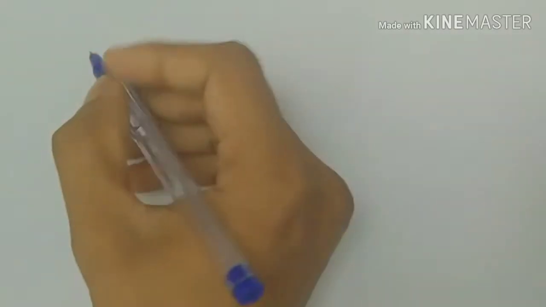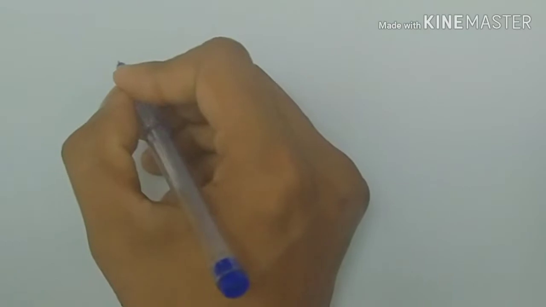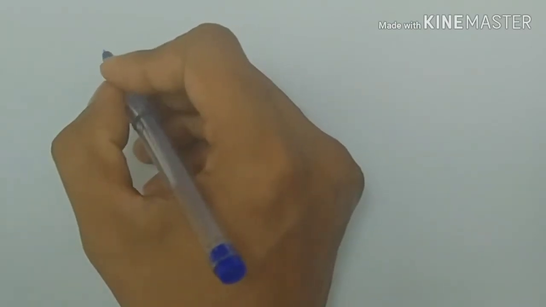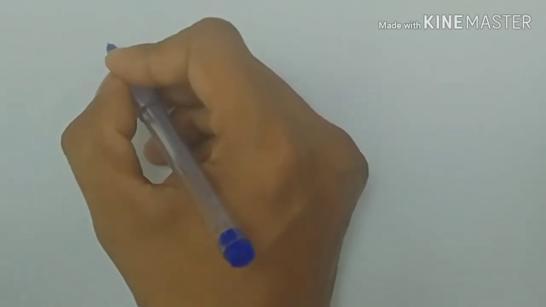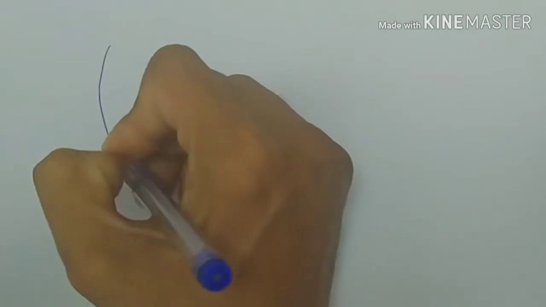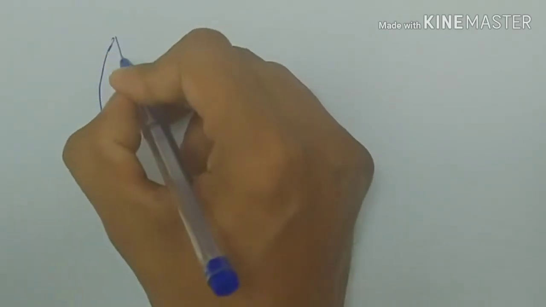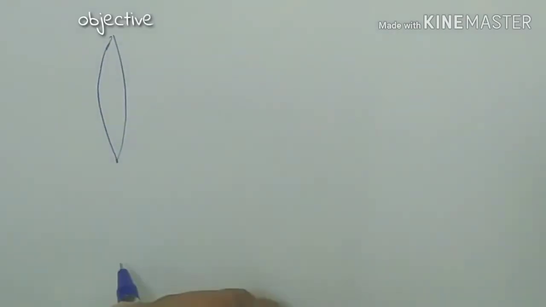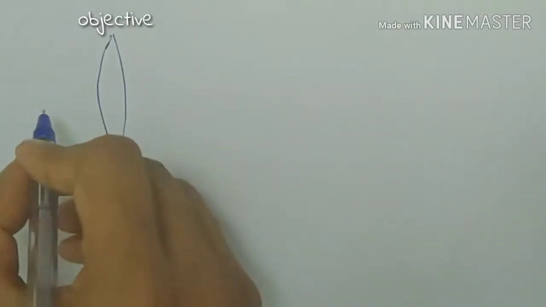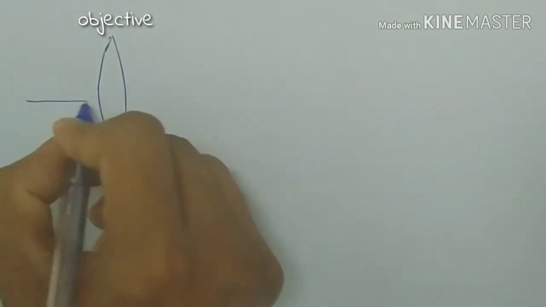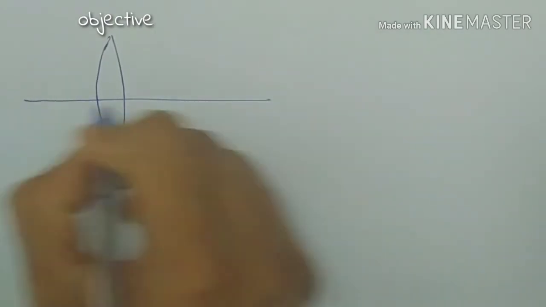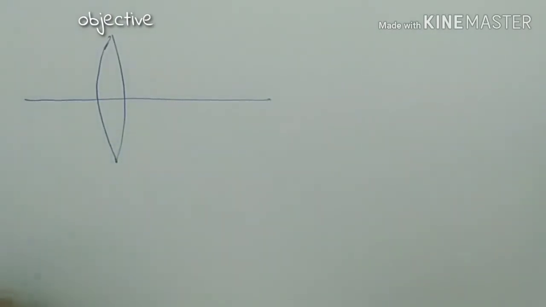Okay, friends, today we are going to speak about compound microscope. In compound microscope, we will have to initially draw a lens. It's a convex lens, and this is our objective lens. Then we will have to draw our principal axis. This is our principal axis.